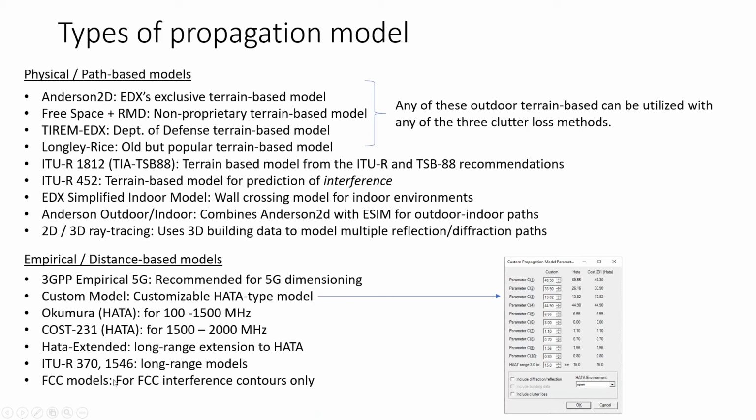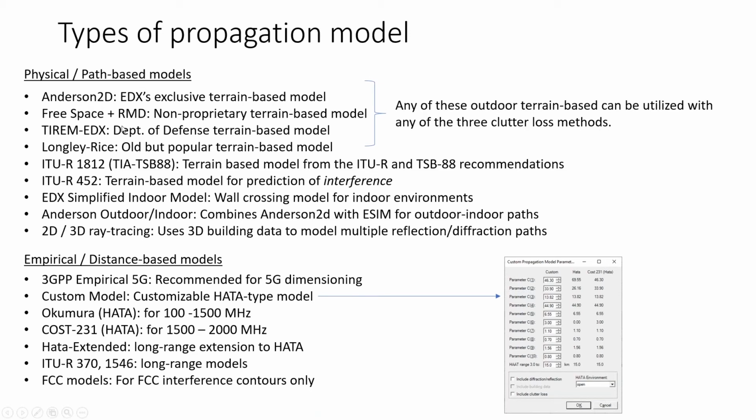For example, the FCC models: if I'm running an FCC interference contour study, that agency has a requirement for which model and which set of distance-based path loss curves I have to base that interference contour on. So in some cases, these empirical models may be required by your client or required by the governmental agency involved.